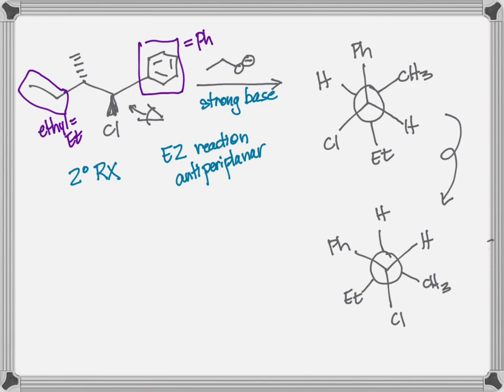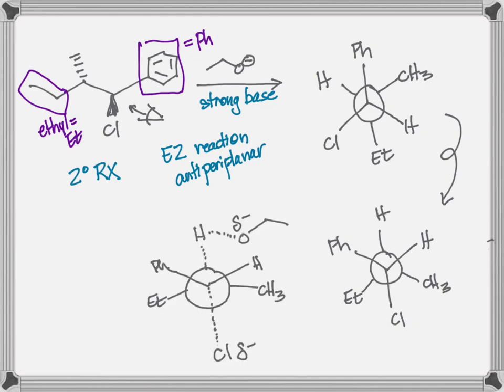That helps us see what groups are going to line up with each other as the bonds form and break in the transition state. So the next structure is the transition state. You can see the carbon-chlorine bond is breaking, the carbon-hydrogen bond is breaking, the bond between the strong base and the hydrogen is forming.